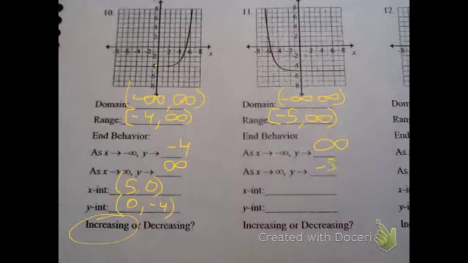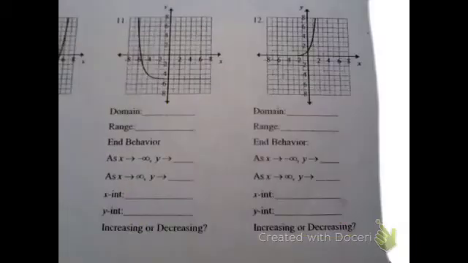The x-intercept looks like it's crossing there at like -5.5 about. So it's (-5.5, 0). The y-intercept right there is looking like -5. So I'm going to put that there, whoops, (0, -5). And this graph is decreasing. Only one last one, 12.